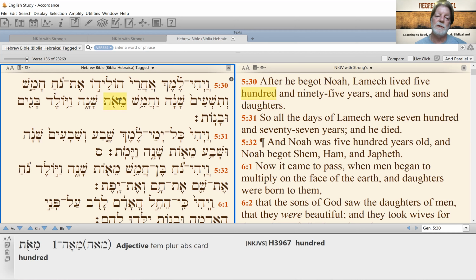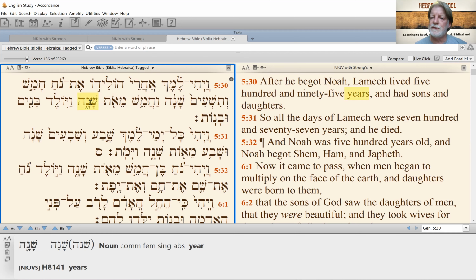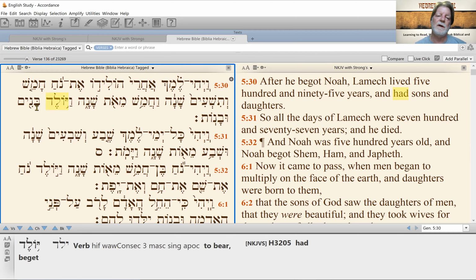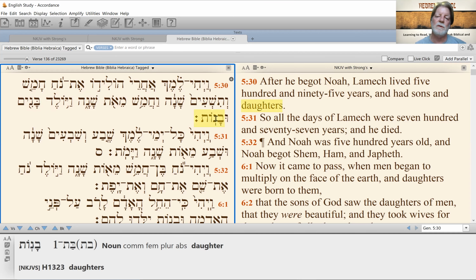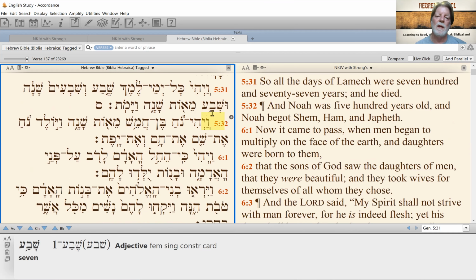Ve'chamesh meot shana, and 500 years. So what is this? 595 years. Vayoled, and he caused to be born banim ubanot, sons and daughters. We're almost to the end.